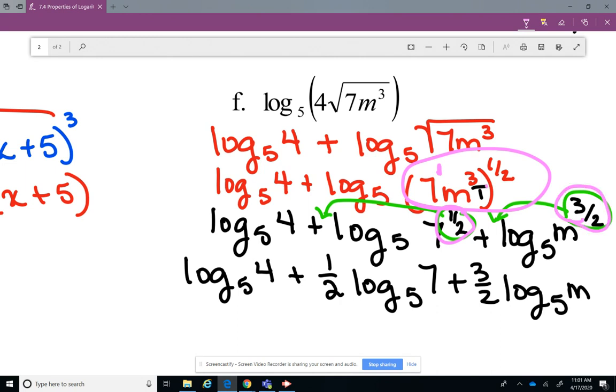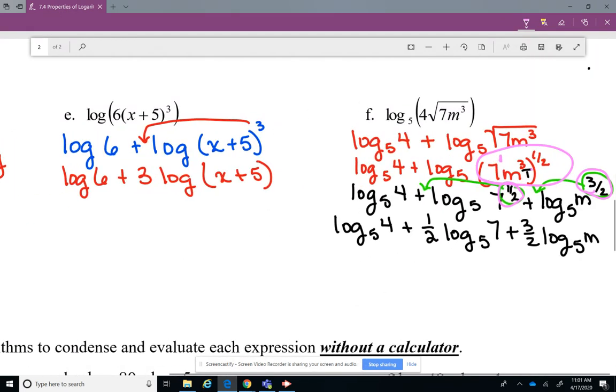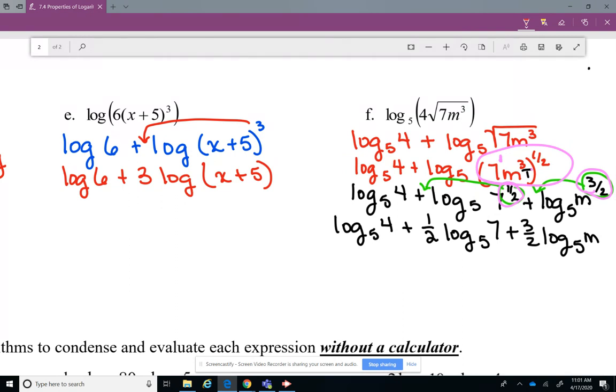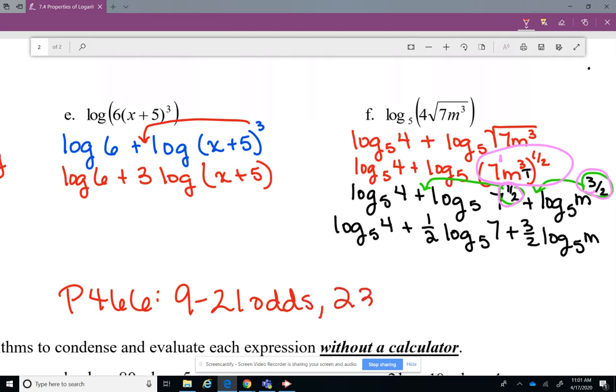All right, that's it. So let's see. I'm going to go ahead and write your homework down on here just in case, saves you from having to look it up, right? So your homework is going to be page 466, problems 9 through 21 odds, and 23 and 27. All right, so page 466, 9 through 21 odds, 23 and 27.